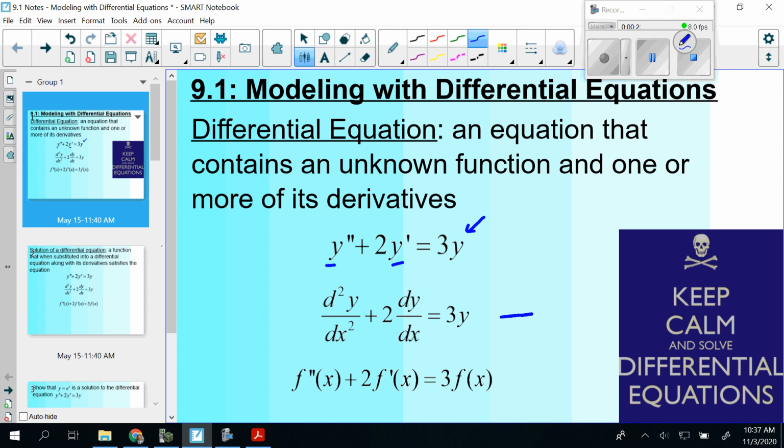This would be that same one written in the other derivative notation, the Leibniz notation. So you see second derivative and first derivative there. And then again, same thing here. This one's written in a different derivative notation, but all meaning the same thing for each one.